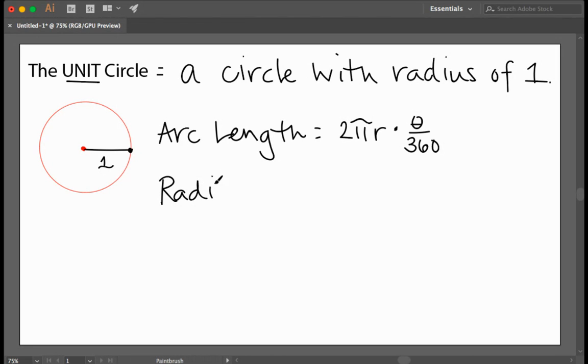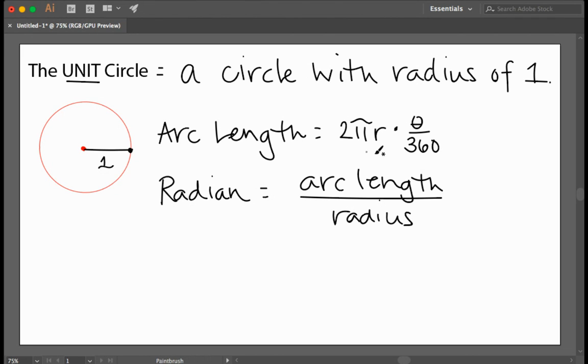Let's compare that to radian measure. So radian measure is the arc length divided by the radius. That means it's this formula right here divided by the radius. So what does that look like? 2 pi r times the fraction divided by the radius.